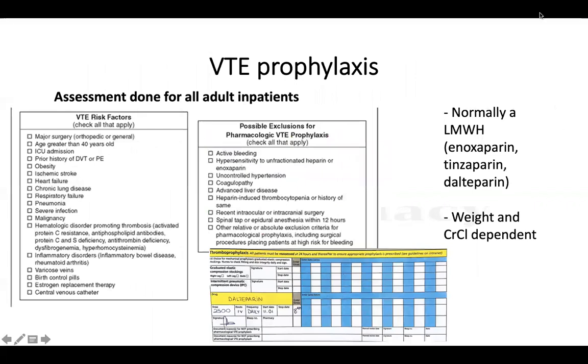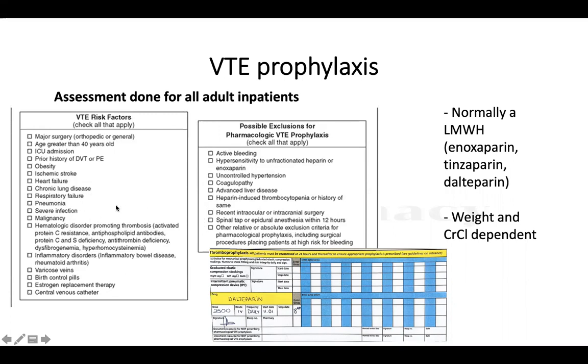Next one, VTE prophylaxis. We've already spoken about this briefly, but basically everyone should be assessed, and it's the risk of clotting versus the risk of bleeding. Here's a snapshot of a drug chart with a thromboprophylaxis section. Normally it's a low molecular weight heparin, so enoxaparin, tinzaparin, dalteparin, and these are based on weight and creatinine clearance. With this, these are all scored up.